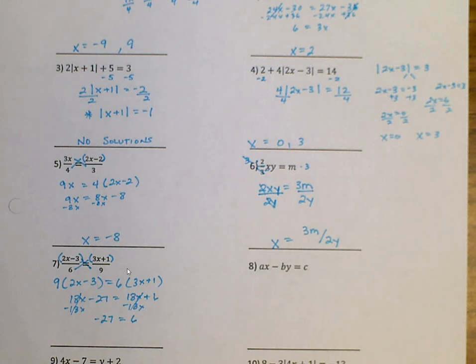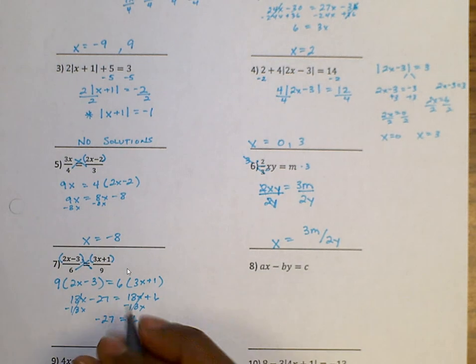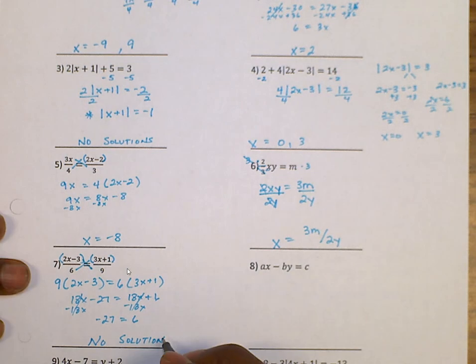Notice that negative 27 doesn't equal 6. We don't have any more variables left, and this is just an untrue statement. So here is an example of a no solution problem. Remember that when we have equations with variables on both sides, we could have no solutions or infinitely many solutions.